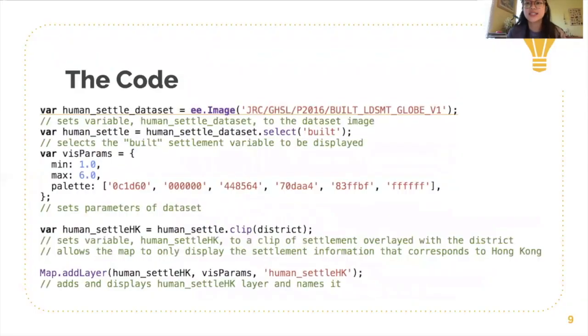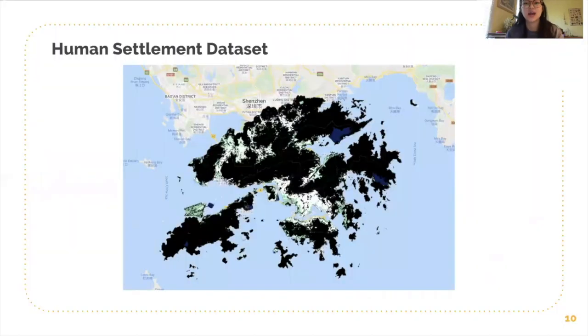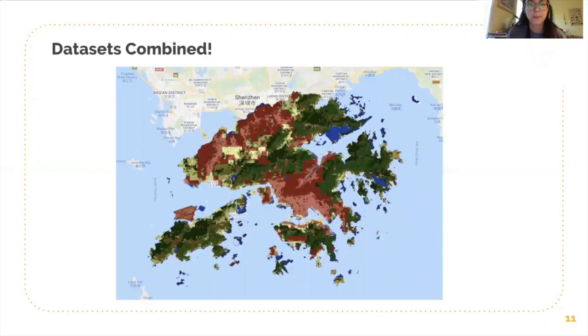Then this code is the exact same that I just went through, except for my second dataset, the human settlement dataset. And this is the output for that. So the black are the low human settlement populations and the white shows the highest settlement.